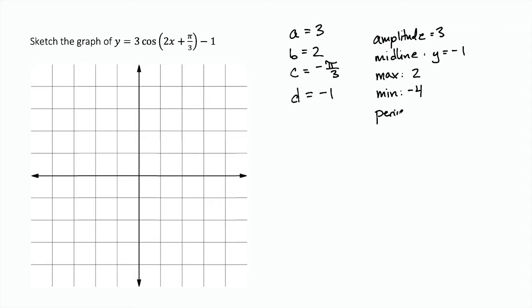The period is 2 pi over the absolute value of b, which in this case is 2. So our period is pi. And our phase shift, which we can think of as the x value of the starting point, is c over b. So negative pi over 3 over 2, which is negative pi over 6.